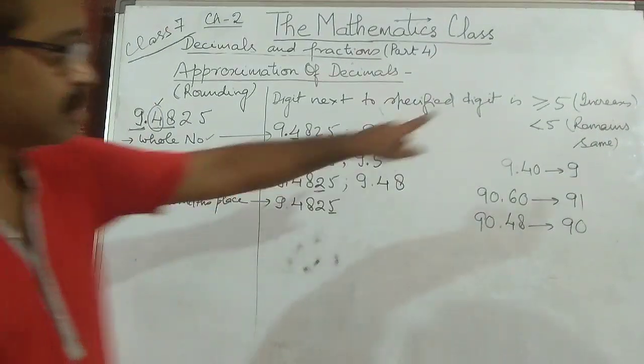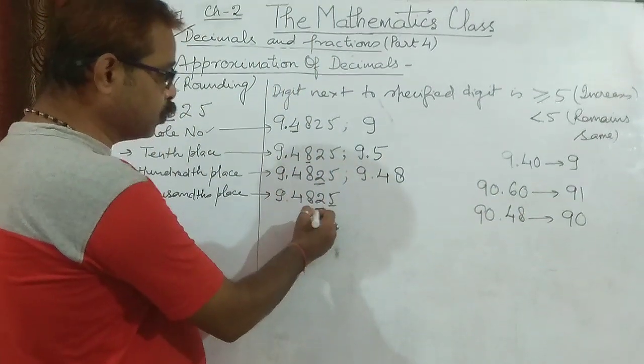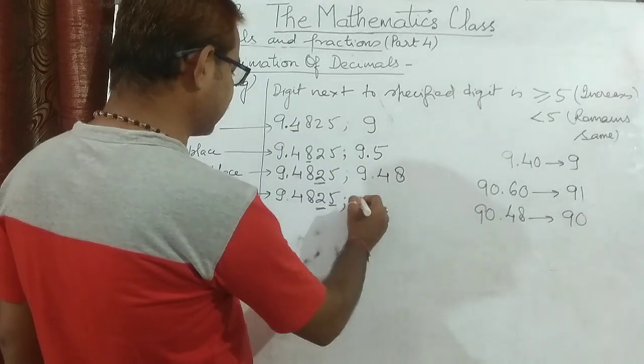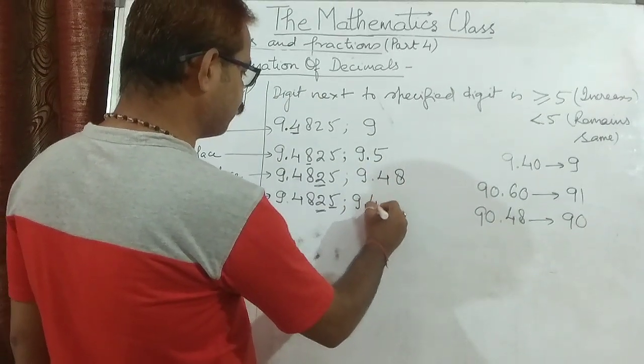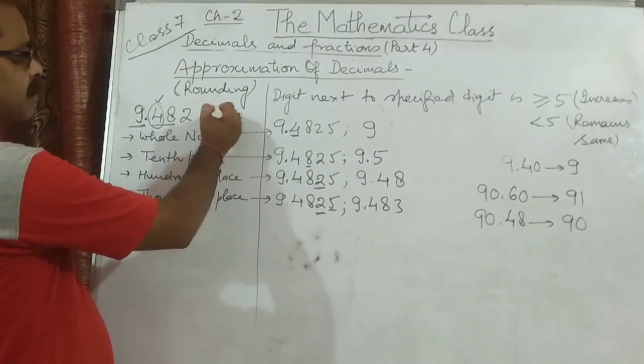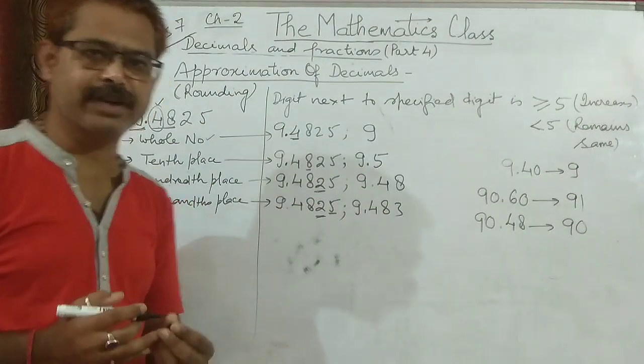Now 5 is equal to 5. So obviously this number 2 will increase to the next number. So it means this can be written as 9.483. Suppose I increase one more number. That's it. I hope you must have understood this.